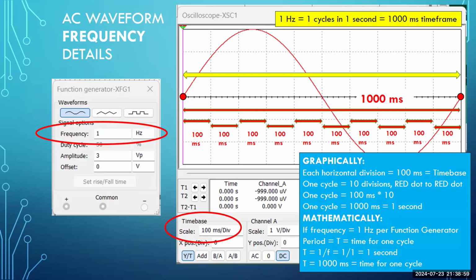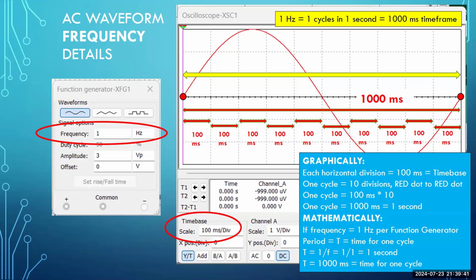So if each horizontal division is 100 milliseconds, that's called the time base. Time base is the amount of time in each horizontal division of the oscilloscope. One cycle is equal to how many divisions in this case? You count them up from the first red dot to the last red dot. How many do we count up? 10 of them. There's 10 divisions here. And if each division is 100 milliseconds, then 10 times 100 gives you 1,000 milliseconds. So the time for one cycle, in this case, 1,000 milliseconds, is 1 second.